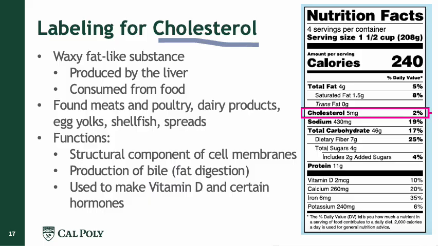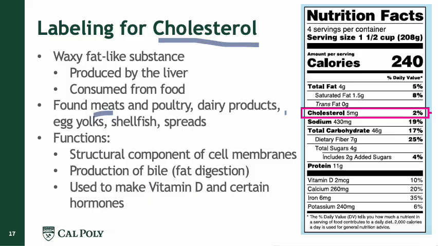But it's important to notice that cholesterol is present only in foods from animal origin. There's no cholesterol in foods from vegetable origin. So if you see a claim that says naturally free from cholesterol, anything that is vegetable will not have cholesterol. Cholesterol is specific to animal products. It is found in meats and poultry, dairy products, egg yolks, shellfish, and spreads.